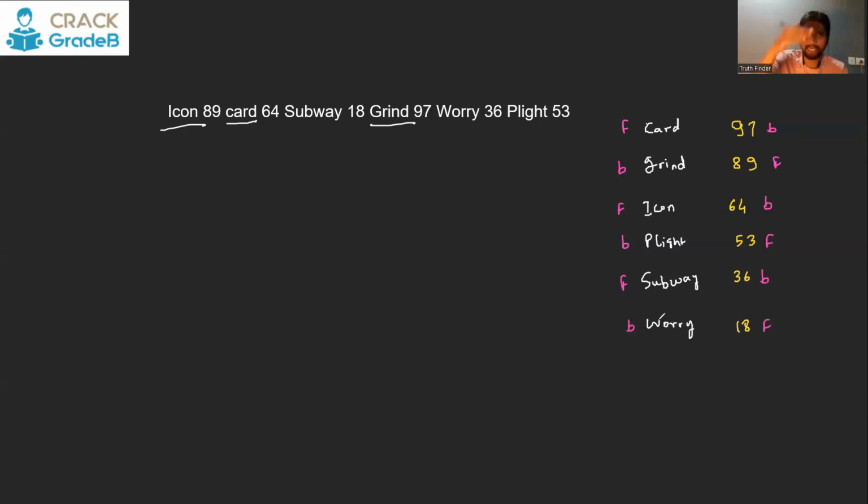Because 5 questions will be asked on the same arrangement, it is better to write down all the steps. That will actually be easier. So let us write down step by step. Step 1, card goes in the front and 97 goes in the back. The remaining stay as they are: icon, 89, 64, subway, 18, grind, worry, 36, plight, and 53.